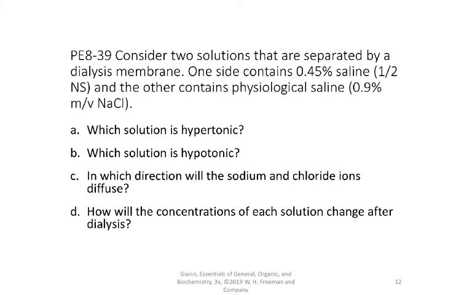Here's a practice exercise. So consider two solutions separated by a dialysis membrane. One side contains half normal saline, which is 0.45%, and the other contains normal saline, or physiological saline, or 0.9%. Question A, which solution is hypertonic? Which is hypotonic? In which direction will the sodium and chloride ions diffuse? And how will the concentrations of each solution change after dialysis?